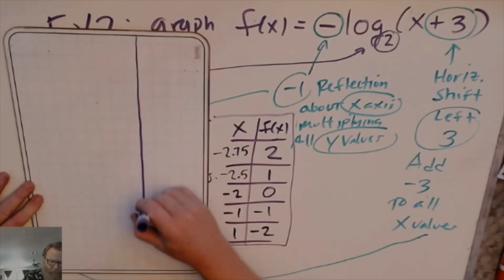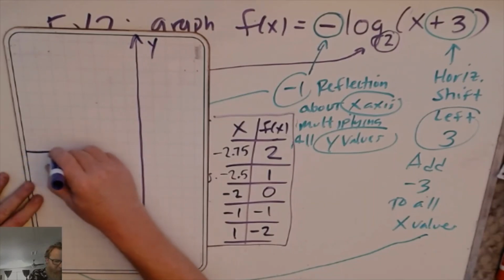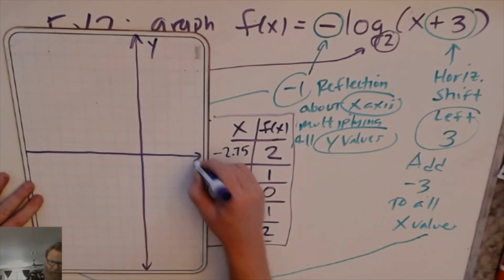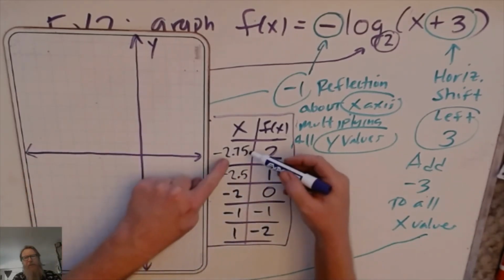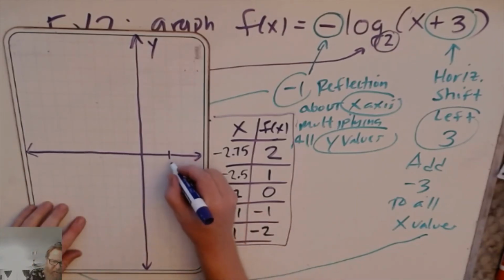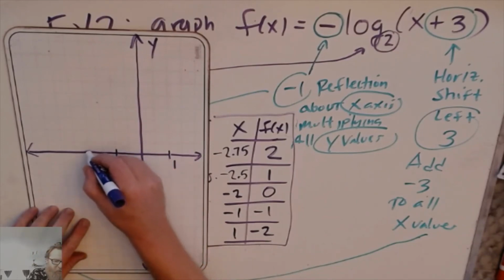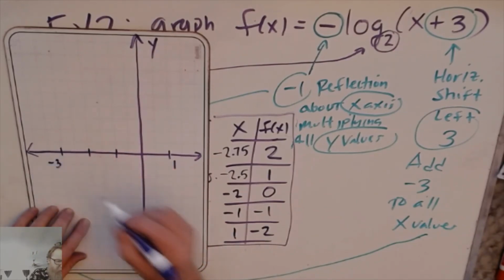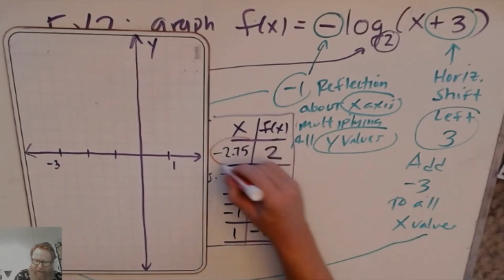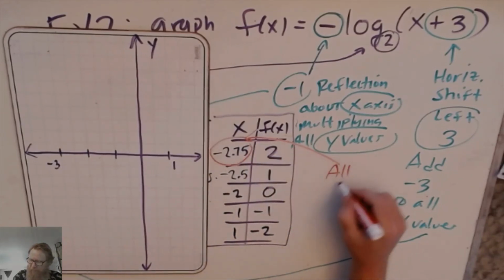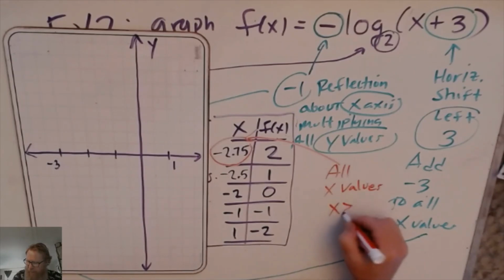I just want to decide where to put my y-axis before I start. If you're doing this on a blank piece of paper, I would always recommend looking at your values before you decide where to put your axes, because you might change your mind. So notice my largest x is 1. My smallest x is negative 2.75. So notice everybody is greater than negative 3. All the x values are greater than negative 3.